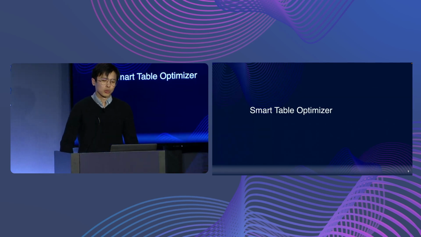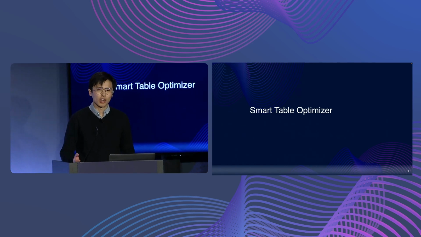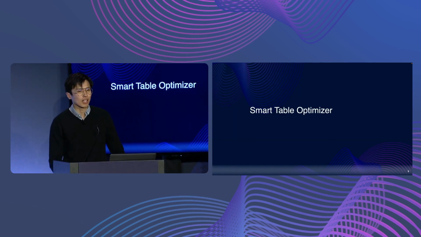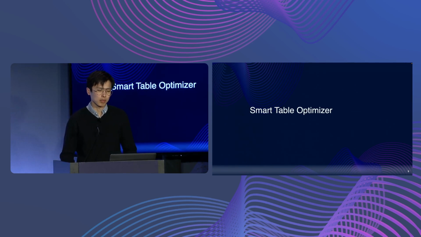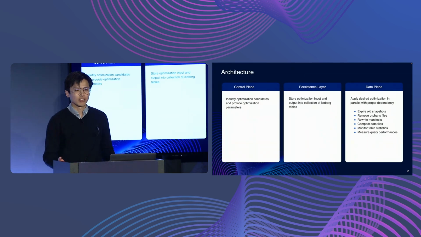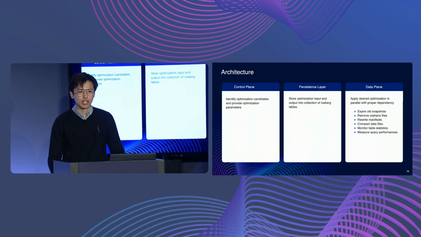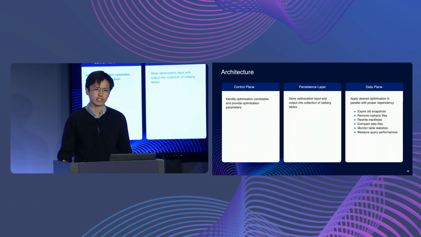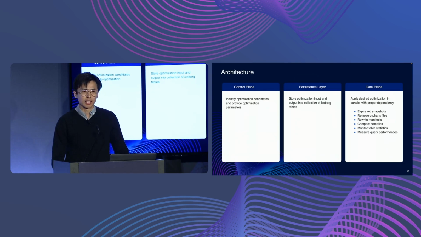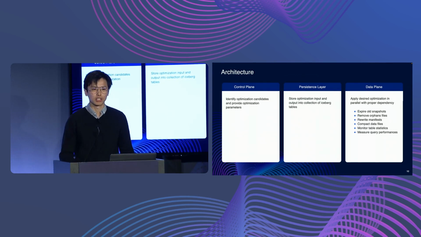Thank you, Raj. So we're trying to solve the problems above with our Smart Table Optimizer. It's our in-house solution to manage Apache Iceberg at scale. In the next few slides, I'll talk about it in more detail. At a very high level, we can think of three components. It has the control plane, persistent layer, and the data plane. Control plane is the way we identify the optimization candidates, and we write its optimization parameters into the persistent layer. And the persistent layer is a collection of Iceberg tables. And the data plane is the one that applies the desired optimizations using Apache Spark in a distributed manner. At the end of execution, we also write the optimized results back to our persistent layer.